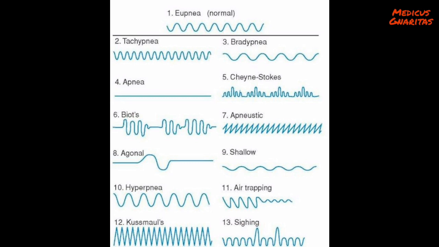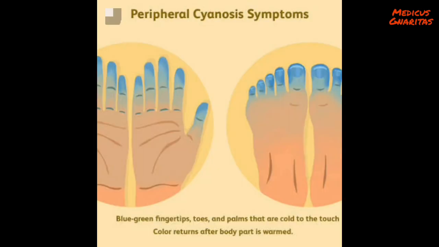Common abnormal patterns. Cheyne-Stokes breathing, alternating periods of deep breathing followed by apnea, is caused usually by advanced heart failure or damage to respiratory centers, for example stroke, traumatic brain injuries, etc. Ataxic breathing, irregular breathing rhythm and depth. Obstructive breathing, prolonged exhalation.